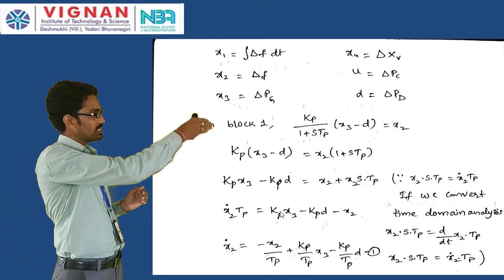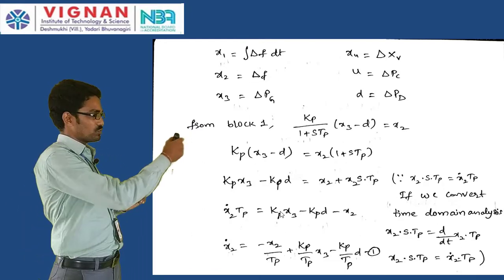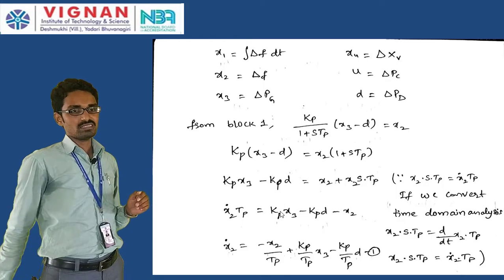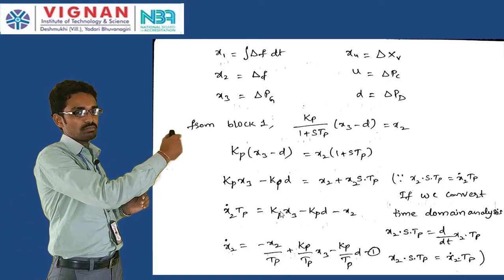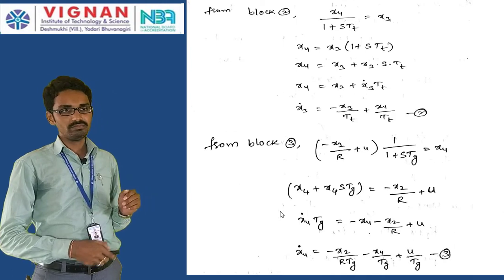So if I bring this Tp to the right-hand side, you are going to get x2 dot is equal to minus x2 by Tp plus Kp by Tp into x3 minus Kp by Tp into d. Let us consider that as equation 1.